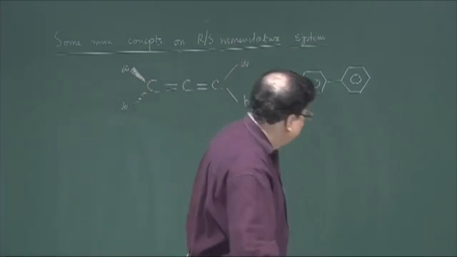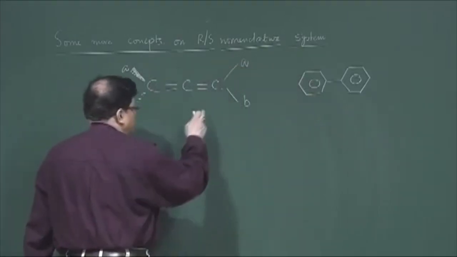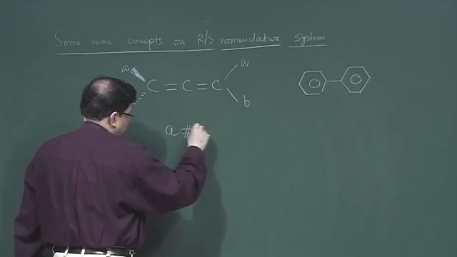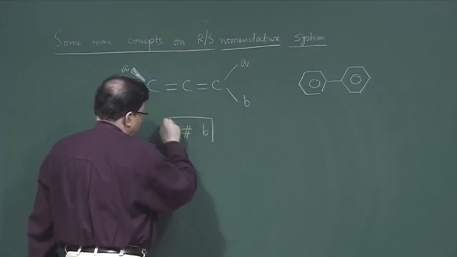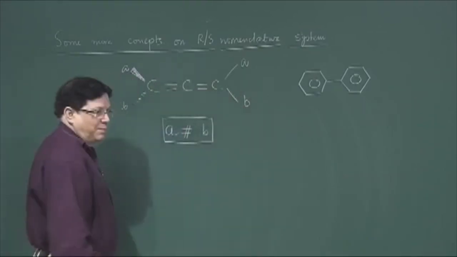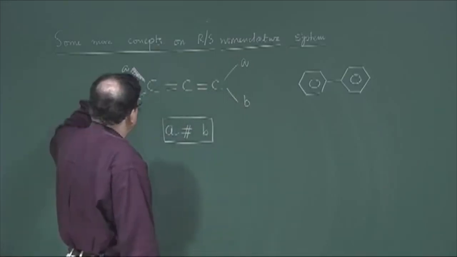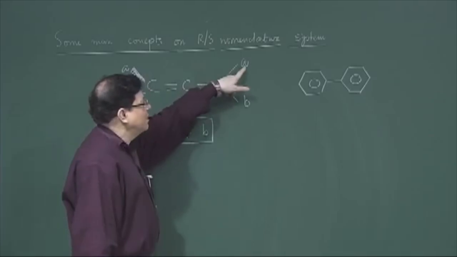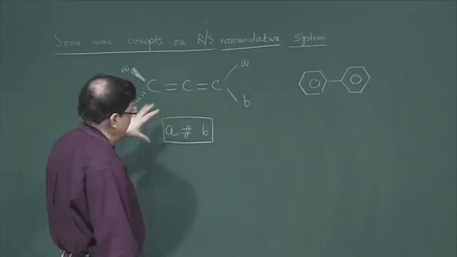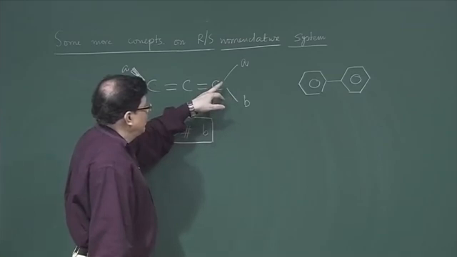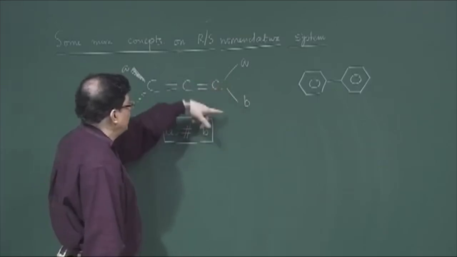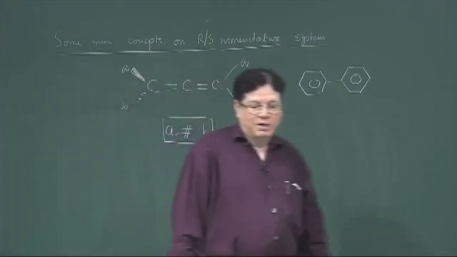And the condition for chirality of this type of molecules, allene molecules, is that A should not be equal to B. This is the condition for chirality. That means at the two ends, the groups should not be the same. You can notice that the groups on this carbon and on this carbon are attached to the same groups, but still they are chiral, because the chirality restriction is that on one side the terminal groups A and B should not be the same. If they become the same, then there exists a plane of symmetry in this molecule.